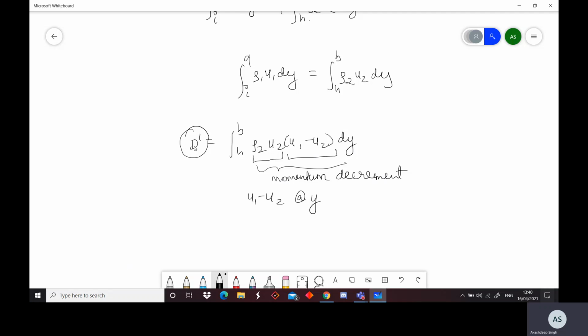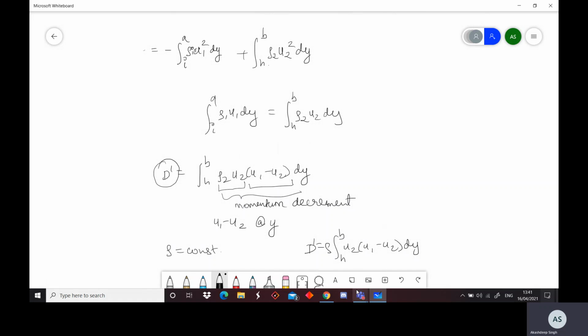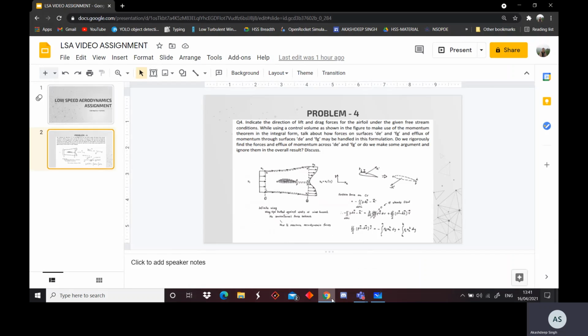For incompressible flow, if we assume as one assumption that rho is constant and known, this drag equation takes rho outside as a constant, so it becomes the integral from H to B of U2 (U1 minus U2) dy, which is the drag per unit span, with rho outside. So with this, we have finally derived the drag per unit span as per the problem. The problem statement was just to tell the direction of drag, however, I have properly derived the drag value, and I've also discussed the momentum on the way to derive that.